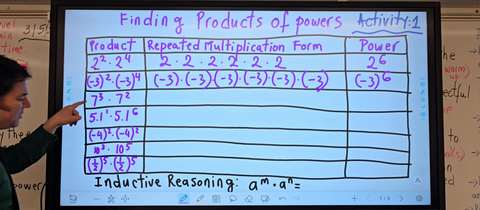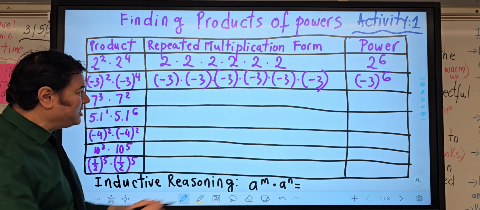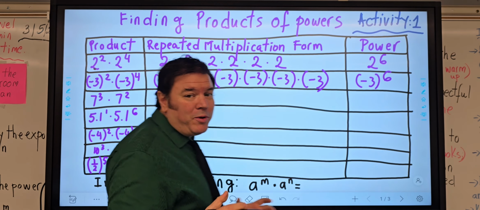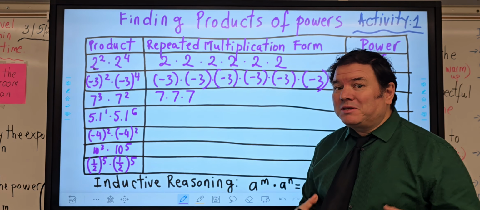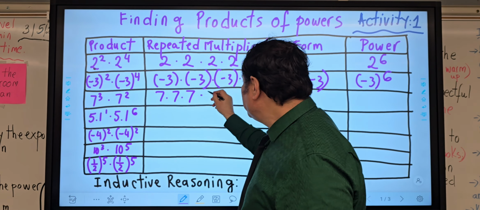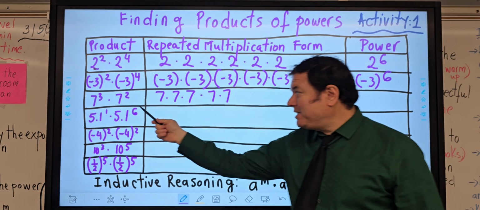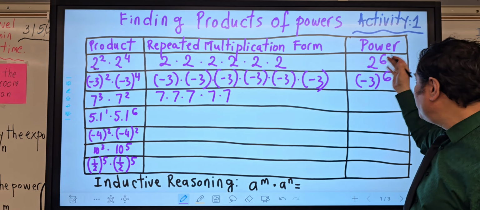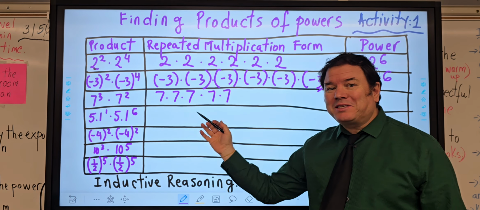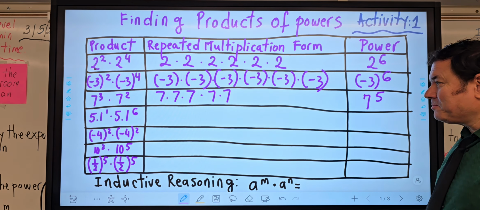Okay, let's take a look at another one here. We have 7 to the 3rd power, which means 7 times 7 times 7, and then we have times 7 to the 2nd power, which means 7 times 7. And again, we see that the base is 7, right? So here for the power, the base is 7, and then we multiplied 7 5 times. So the exponent is 5.